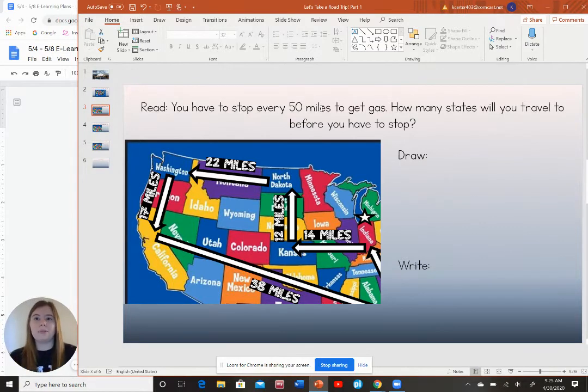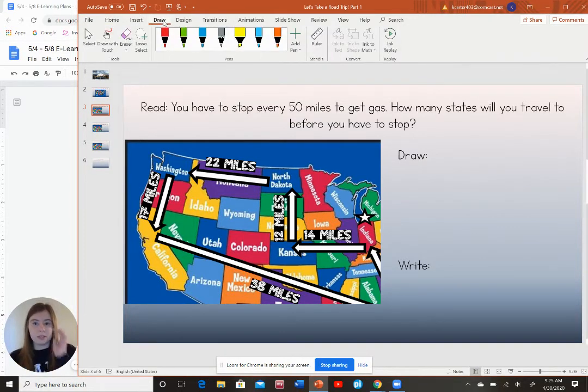All right, so while I'm reading, be thinking of those good clue words. It says you have to stop every 50 miles to get gas. How many states will you travel to before you have to stop? Okay, so we are starting in Indiana. Once we hit 50 miles, we're going to have to stop. So we first need to start in Indiana. In our first trip to our first state, we are going to go 14 miles, okay?